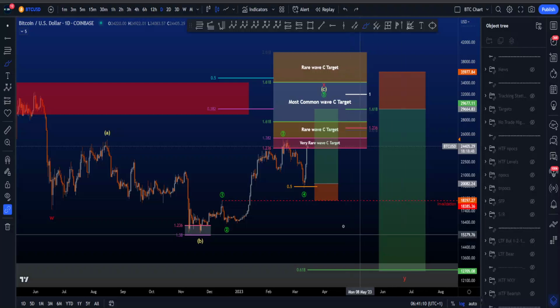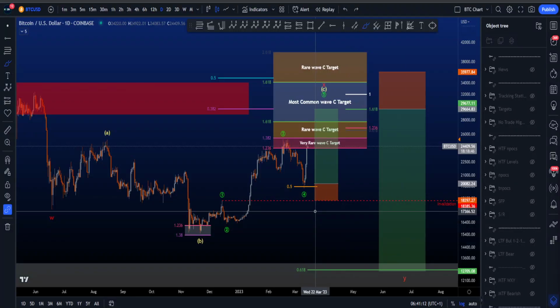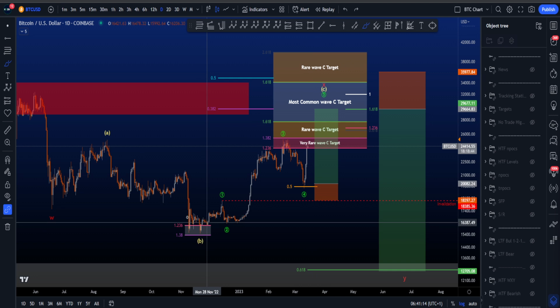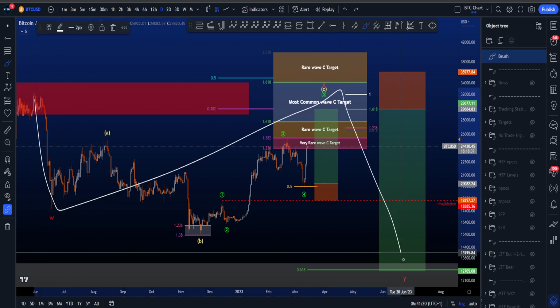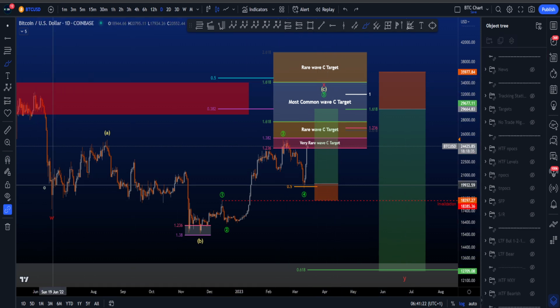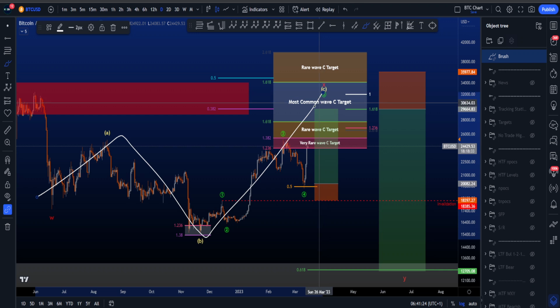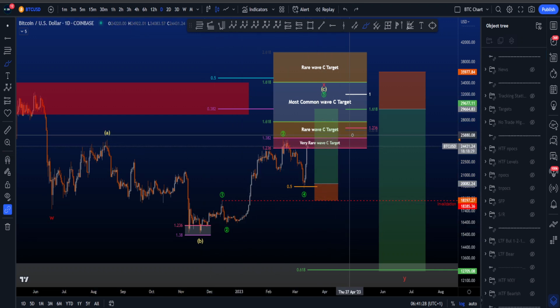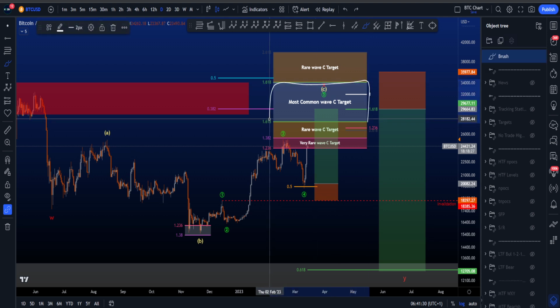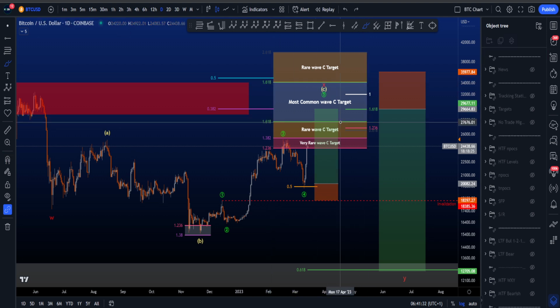Hi everyone, let's run through my preferred bullish and bearish scenarios on the high time frame, medium time frame and low time frames. On the high time frame, my preferred bearish but short-term bullish scenario is that this is a WXY with inside the X an expanded flat ABC and then inside C a 1, 2, 3, 4, 5, now working on wave 5.